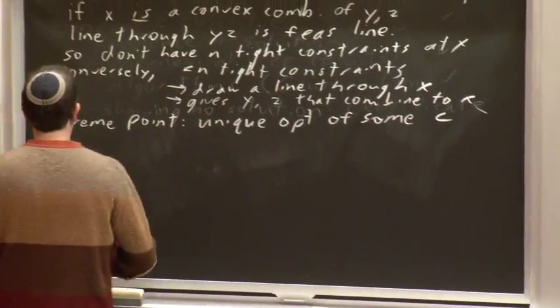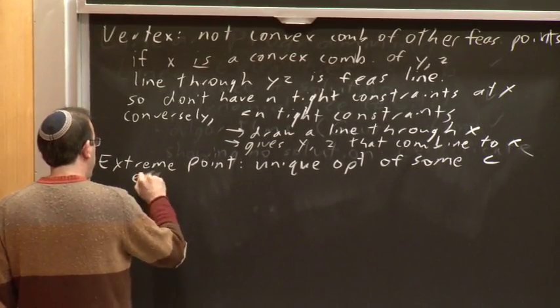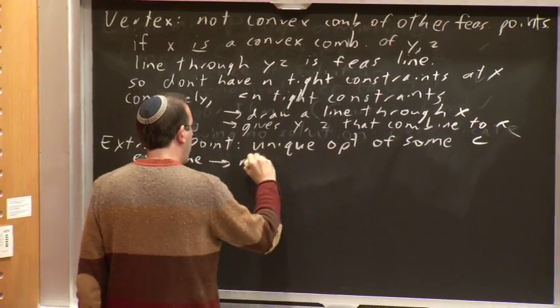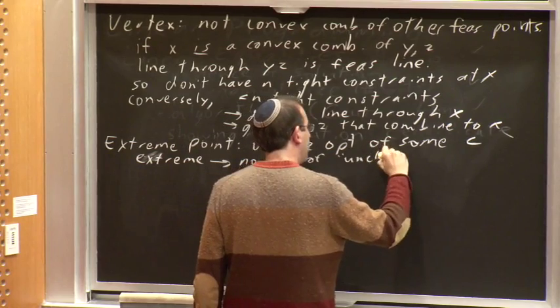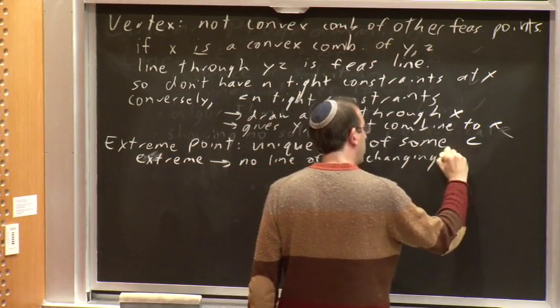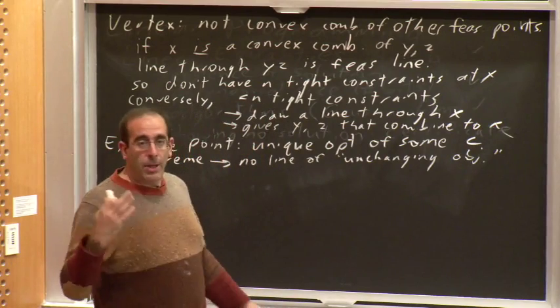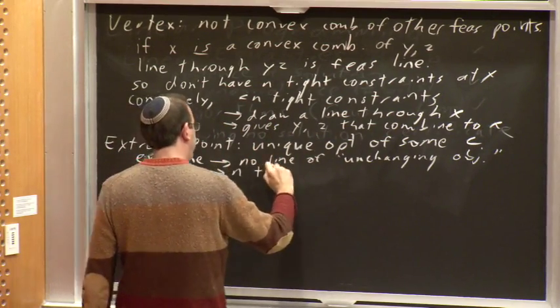Okay? So if I am extreme, that implies that there is no line of unchanging objective, and the only way there can be no line, no way for me to change, is if there are n tight constraints.